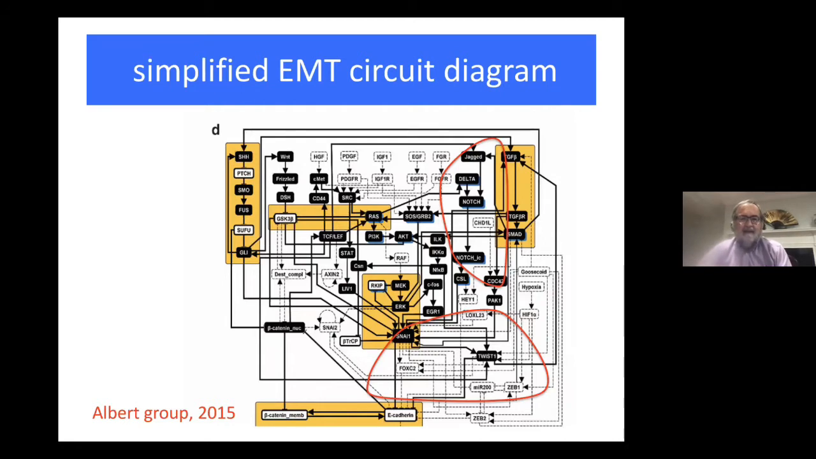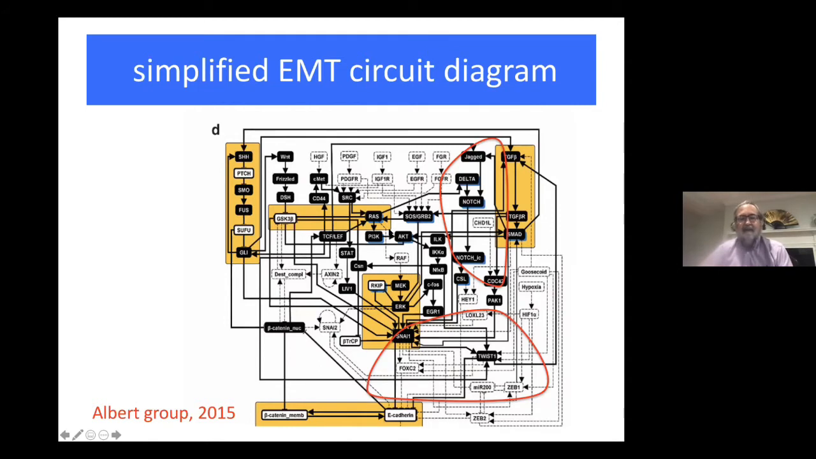And I want to indicate two features of this. This is actually the circuit that is supposed to give rise to that type of transition that we just saw in that previous picture, where cells receive some external signal and they change their state in response to that external signal. And the transition is called this epithelial-mesenchymal transformation. This is a simplified EMT circuit diagram.